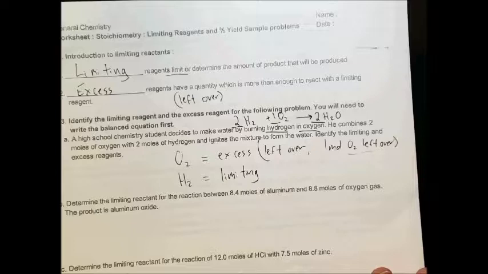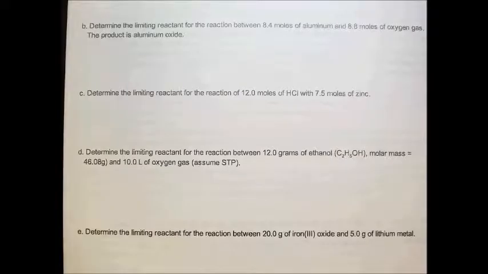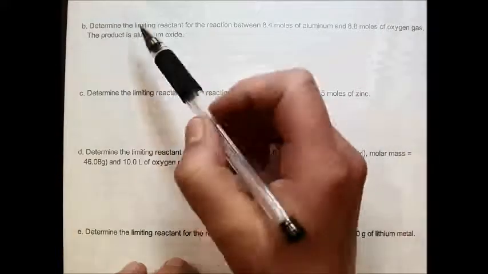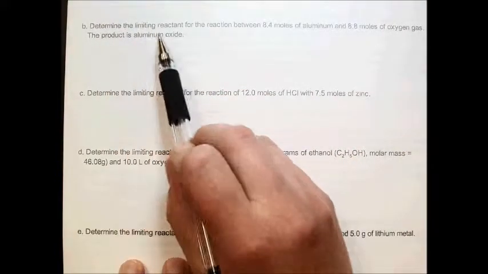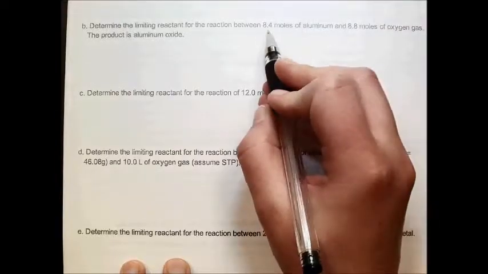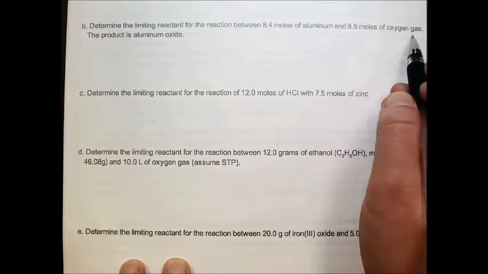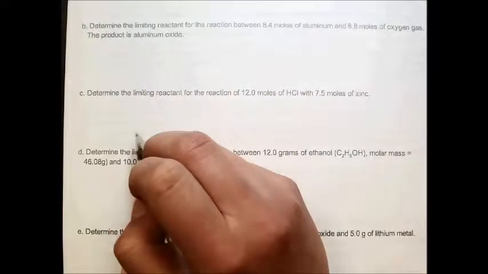Now that was a pretty easy one and we could kind of do it in our head. The next sample problem is a little bit more complicated. We're going to have to use some math and some stoichiometry to figure out what the question is asking us. It says to determine the limiting reactant for the reaction between 8.4 moles of aluminum and 8.8 moles of oxygen gas. They create aluminum oxide.